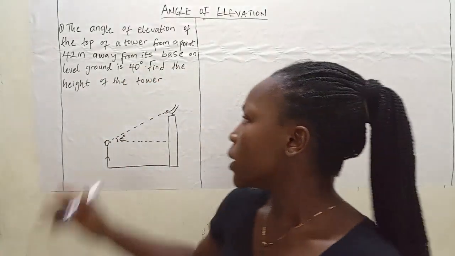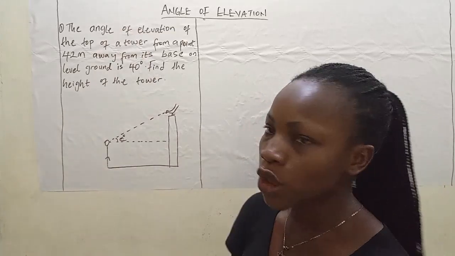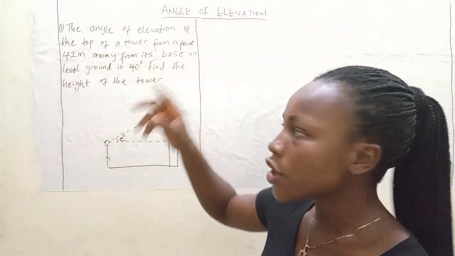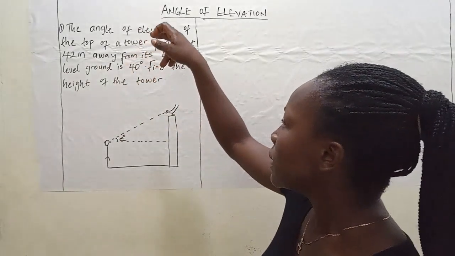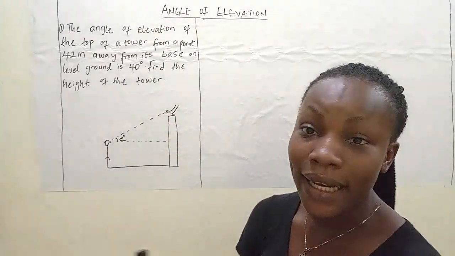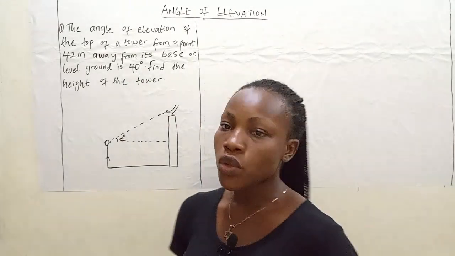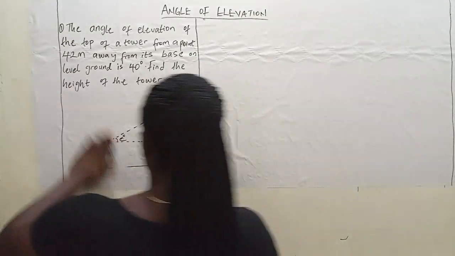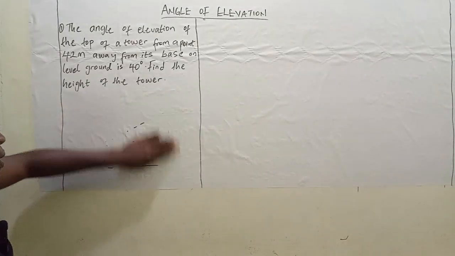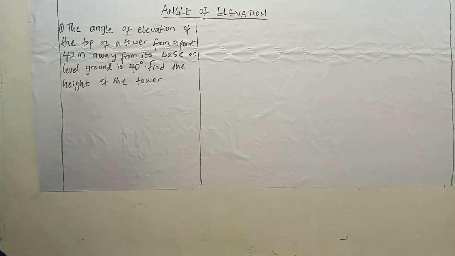So with this, we'll be able to solve this. And I want you to pay attention because I'm going to teach you how to interpret this into a diagram so that you'll be able to solve it. It will be easier for you to solve. Okay? So let's read the question.